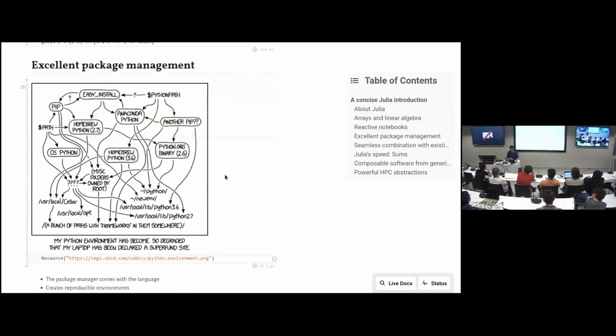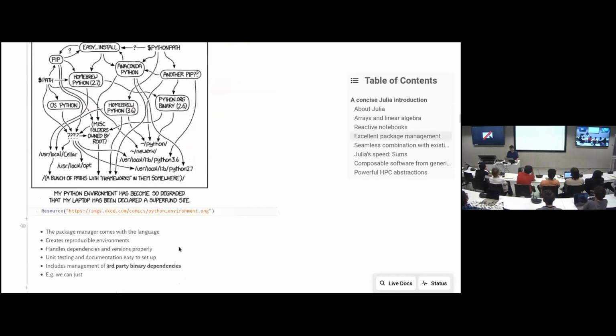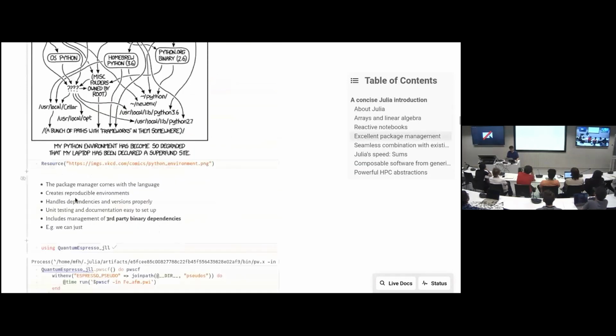Package management, in my opinion, is a big deal in science. So here you see what it looks like in Python. Julia has the advantage of being a bit more modern. It's definitely done a big improvement. The package manager is built into the language. It creates automatically reproducible environments. So like Conda, for example, if some of you know this, it is sort of standard in Julia. It handles dependencies and versioning.